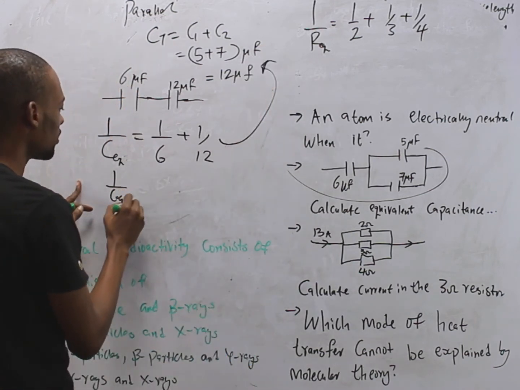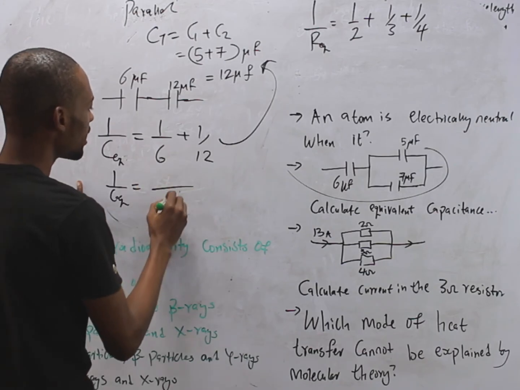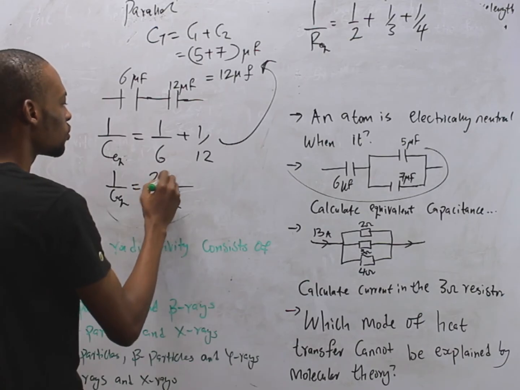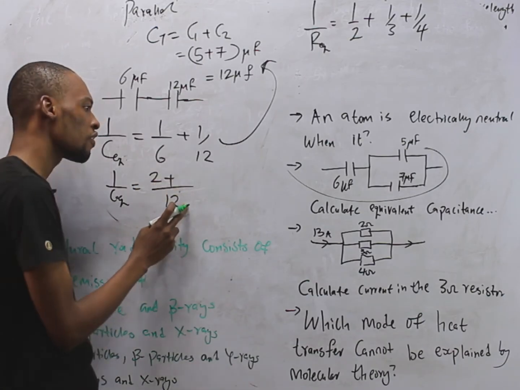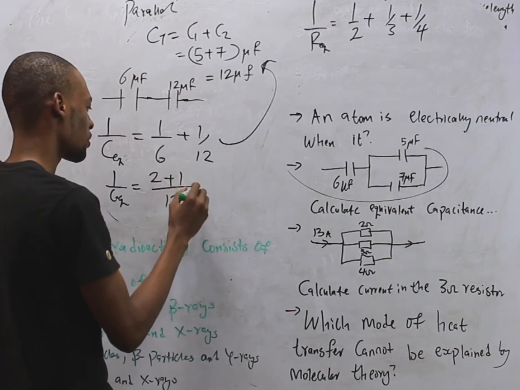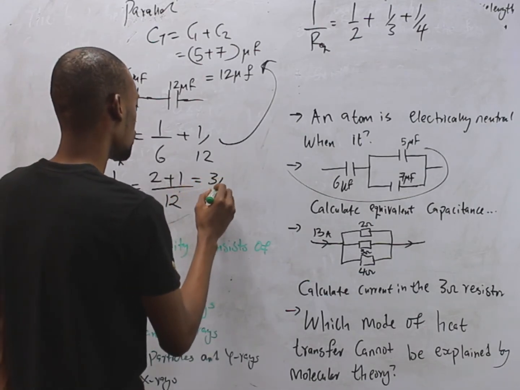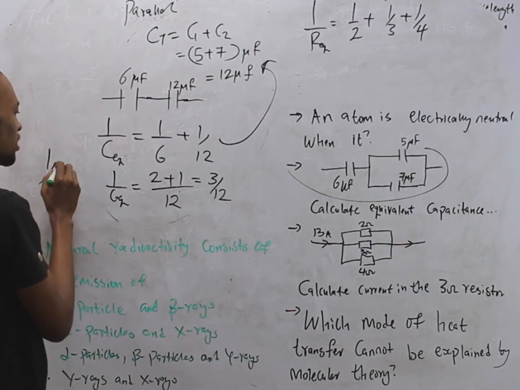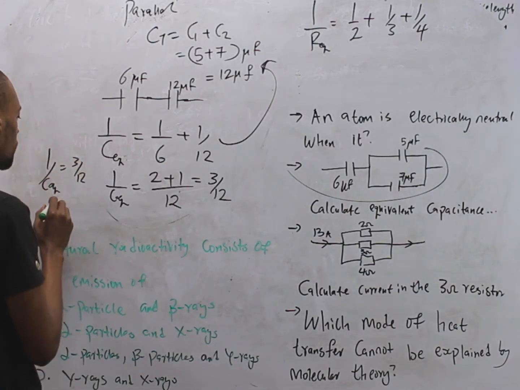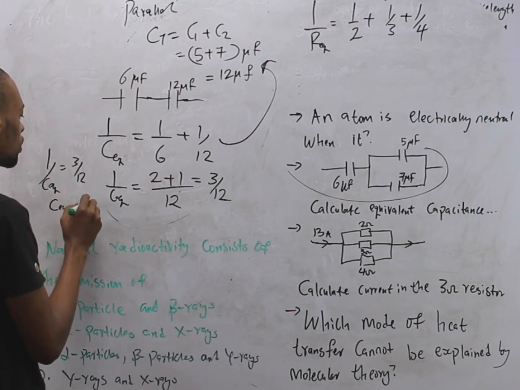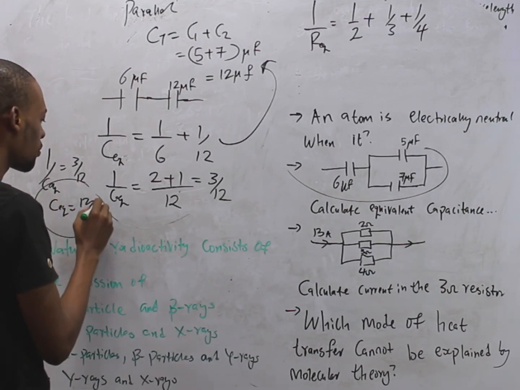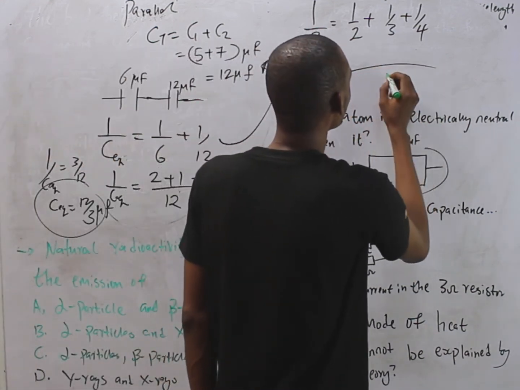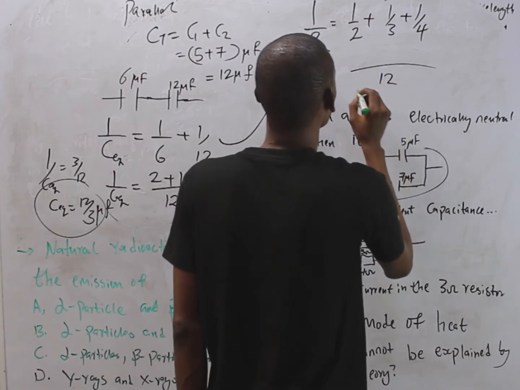1 over C equivalent equals, the LCM is 12. 12 divided by 6 is 2, 2 times 1 is 2. Plus 12 divided by 12 is 1, 1 times 1 is 1. This equals 3 over 12. 1 over C equivalent equals 3 over 12. C equivalent equals 12 over 3 microfarad.